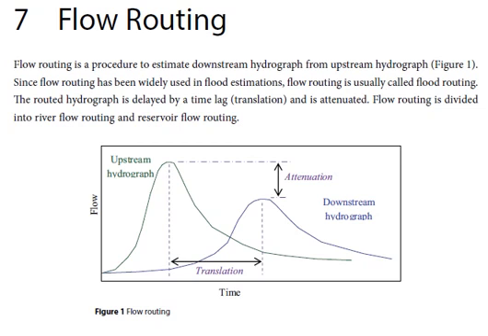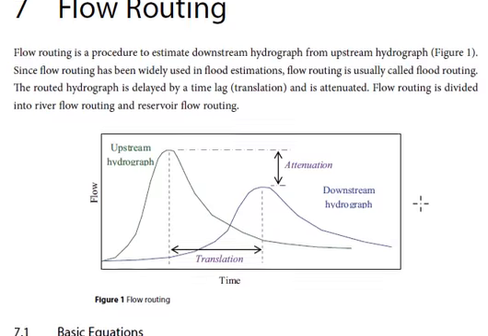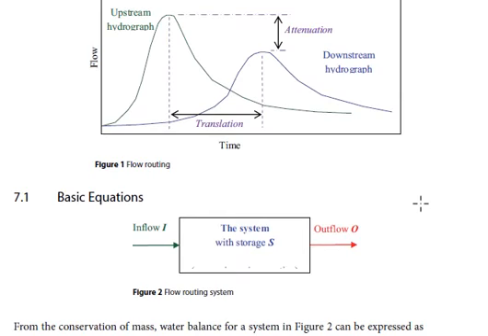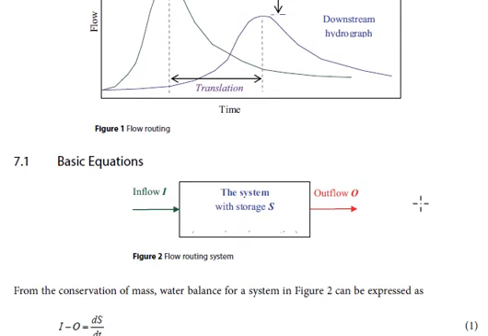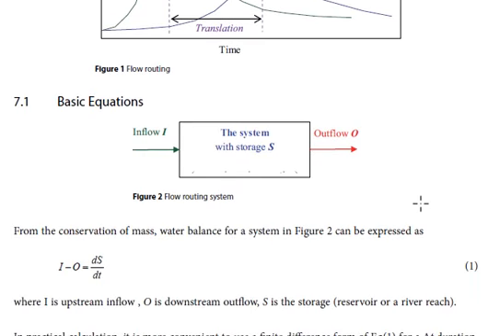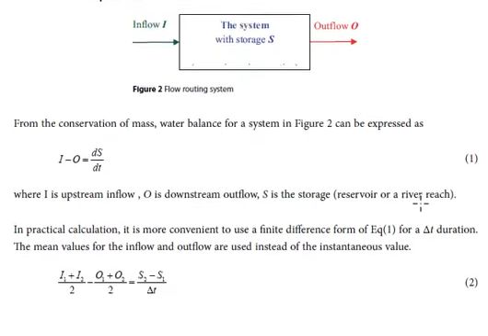The principle used to derive the Muskingum method is quite simple. We know that the difference between the upstream inflow and the downstream outflow in a system is equal to the change in storage. If the inflow and outflow vary linearly with time, then we can use the average value as in here.